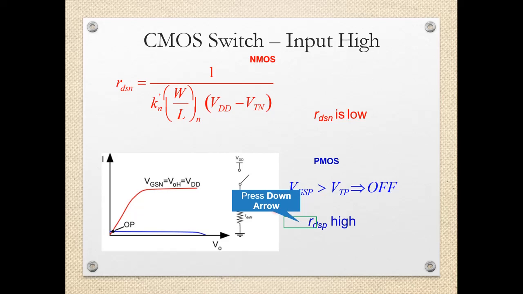So for this CMOS switch, we get exact logic high and logic low output. There is no drop across any other component.